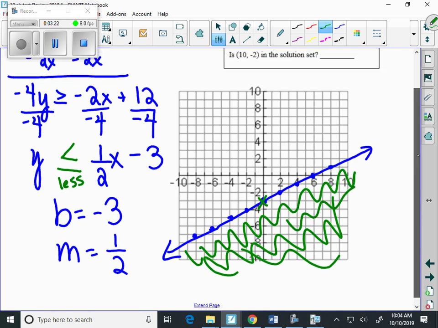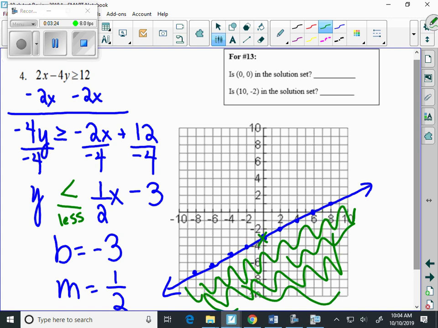Now, there's a box beside it. It says for number 13, but it's really for problem number 4. Is 0, 0 in the solution set? Well, if you have the shading correct, you can look at this. Here is where 0, 0 is. There's no shading in that area of the graph, which means that no, 0, 0 is not in the solution set.